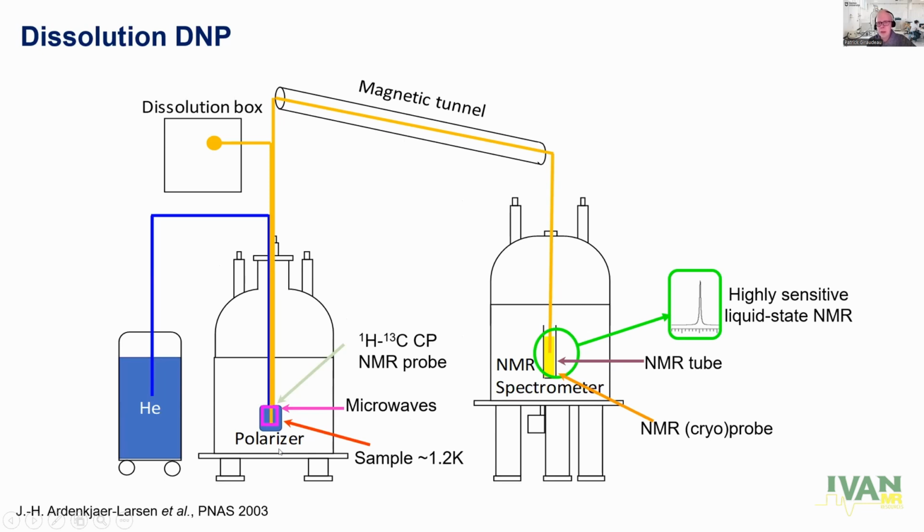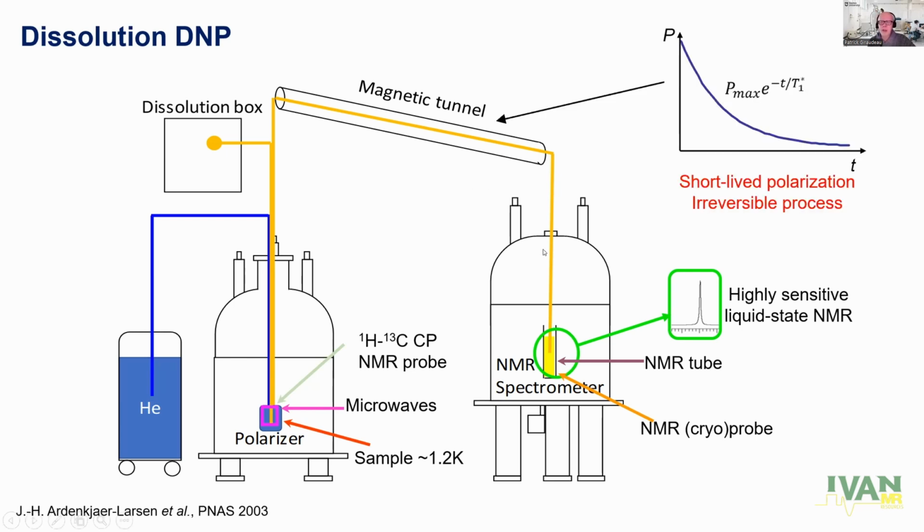And this sample can then be dissolved quickly and transferred very quickly and pushed with helium gas under pressure into the NMR spectrometer, which is placed nearby. And then in that case, the sample arrives in the liquid state, and you can perform an extremely sensitive liquid state acquisition. And that can yield sensitivity enhancement of several orders of magnitude.